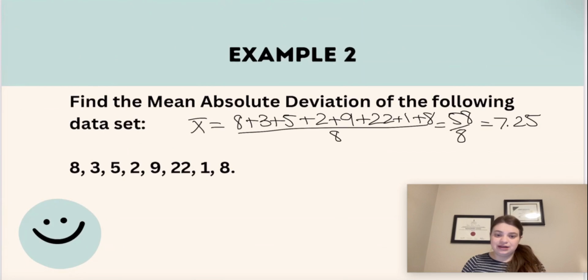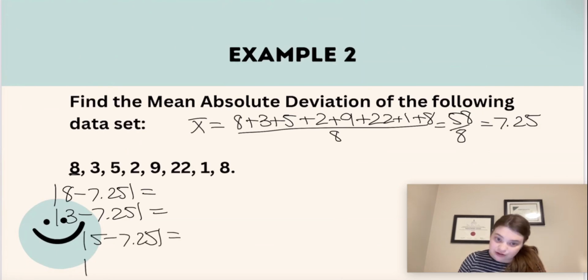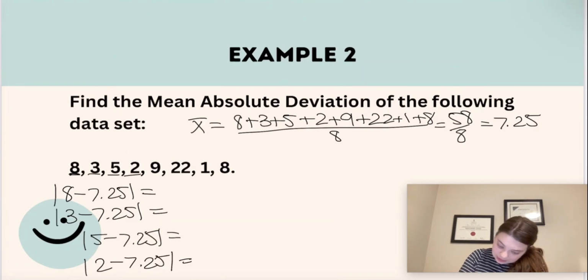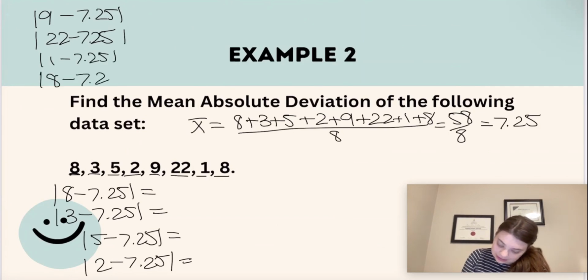Now I'm going to find the absolute deviations here. So let's do that. So first I'm going to start with 8. So absolute value of 8 minus 7.25. Then absolute value of 3 minus 7.25. Absolute value of 5 minus 7.25. Absolute value of 2 minus 7.25. And then we have absolute value 9 minus 7.25. Then the absolute value of 22 minus 7.25. Notice that 22 is a much larger number. It's much further from this, and so that is going to sway the overall mean absolute deviation up. Then we have 1 minus 7.25 absolute valued, and 8 minus 7.25 absolute valued.